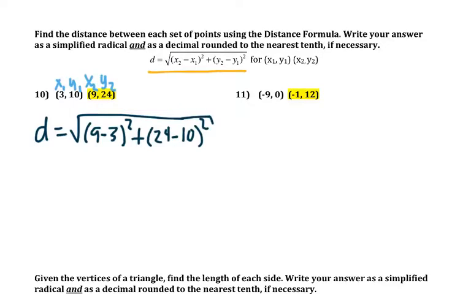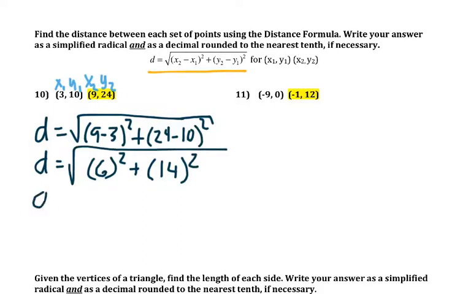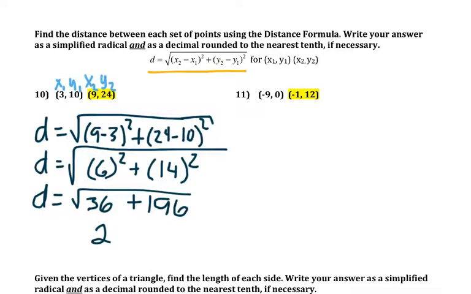Now, to solve for the distance d, we're going to do 9 minus 3, which is 6. We'll have 6 squared, plus, then we have 24 minus 10, which is 14 squared. Then we're going to square these and then take the square root. So the distance is going to be the square root of 36 plus 196. If we add those together, we get 232. And then we're going to take the square root of that. So the square root of 232 is our distance.